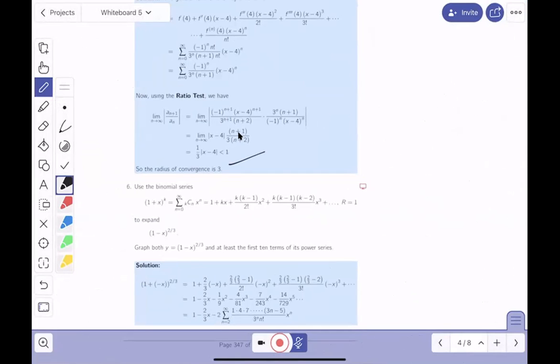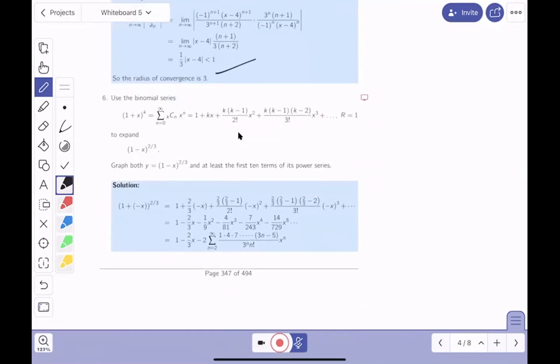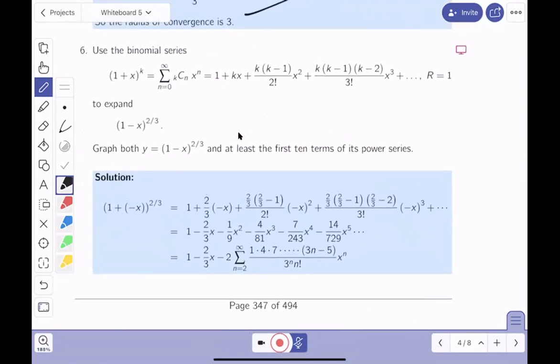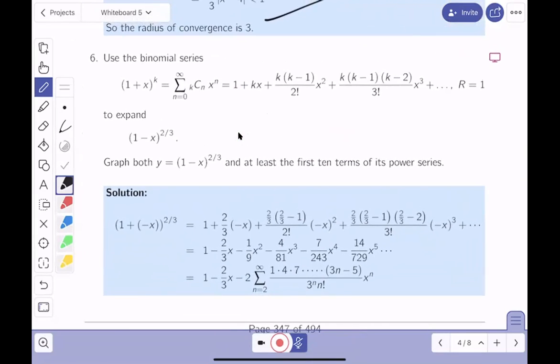All right. Use the binomial series. It asks me to expand at least the first 10 terms of the power series. Yikes. Let's see if we can do it. So I got a couple of problems here. The first problem I have is the way it's written. So this needs to be written as 1 plus minus x to the 2/3.